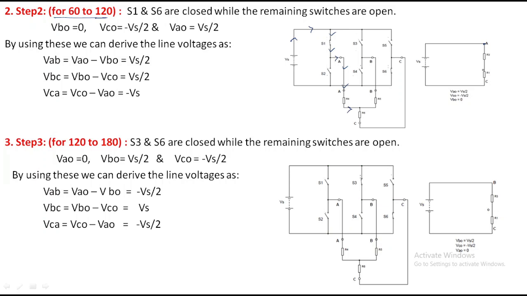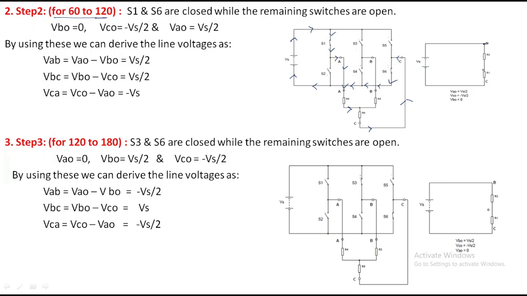Is there any current entering into the B? No, because here open and here open. The closed path is here only. That's why the current is flowing in this manner, and it will again enter into the source.